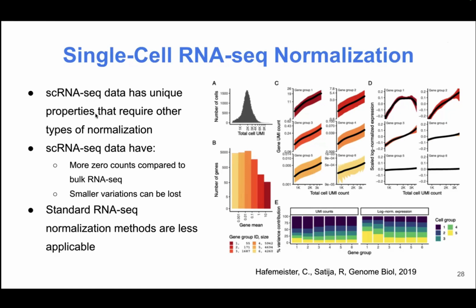I'll draw your attention to panel 1C. Here we're looking at the relation between total cell UMI counts and the gene UMI counts. Essentially, for genes that are more expressed, we tend to see those genes more in cells with higher counts as well. So we want to normalize for that, where we're taking into account our library size differences in these single cells.